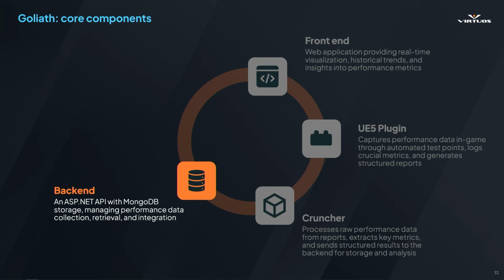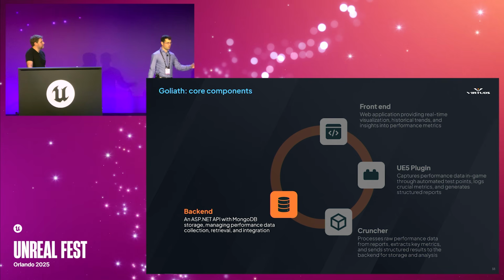Then we've got the backend. This is responsible for managing all of the data that's been captured. It's built on ASP.NET, utilizes MongoDB, and ensures structured and efficient storage of all collected data. You can build it how you want to. Its key responsibilities are handling the API requests from the plugin, the cruncher, and the front end, storing the performance data, ensuring that teams can retrieve and compare those historical records, and then providing fast real-time access to key performance insights. It scales to multiple SKUs. I mean, we can even capture Pi if we want.